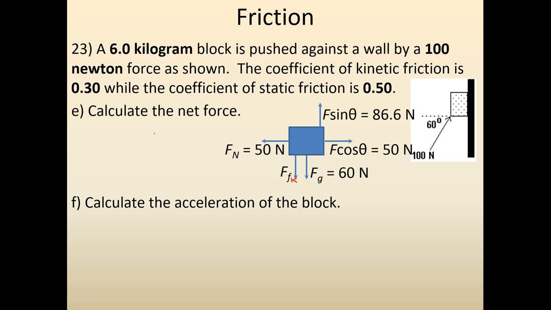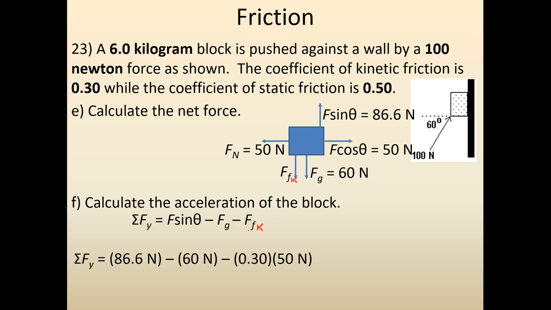All right, so for part E, we want to find the net force. Well, again, the only forces that are going to be unbalanced are in the vertical direction. So I do sum of the forces in the y direction. We have the 86.6 newtons going up, minus the 60 newtons going down, minus the kinetic frictional force. So I plug my numbers in. I use the equation mu Fn here, this time using the kinetic coefficient of friction. And end up getting that the net force is 11.6 newtons up.